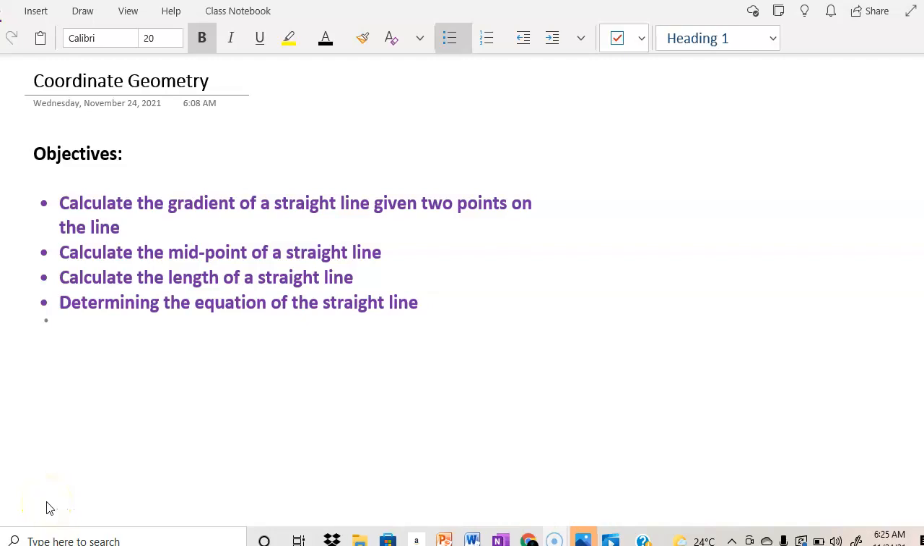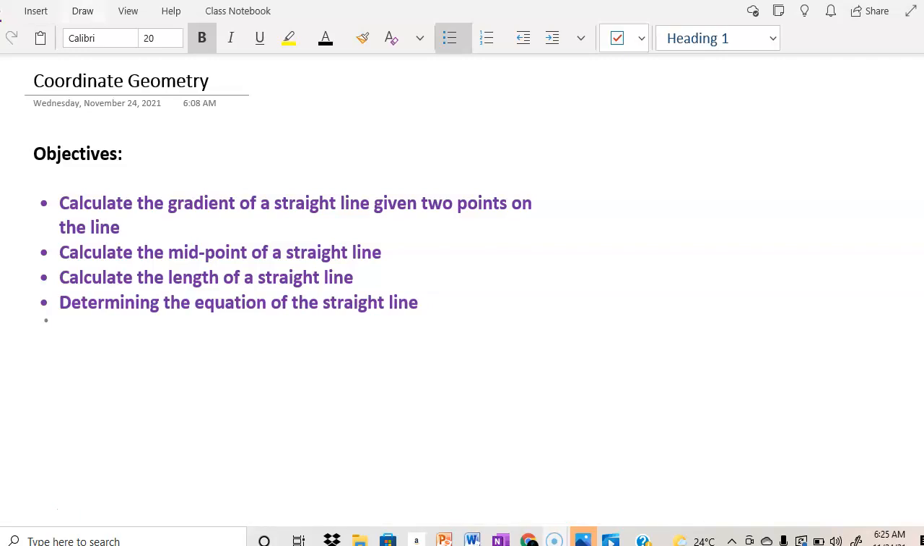Hey guys, welcome back. Today we'll be looking at coordinate geometry, and we'll be using 2 points on a straight line to find the gradient, the midpoint, the length of the straight line, as well as to determine the equation of the straight line. Let's get straight into it, guys.